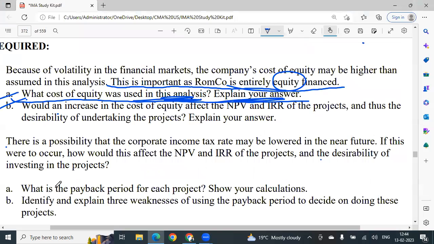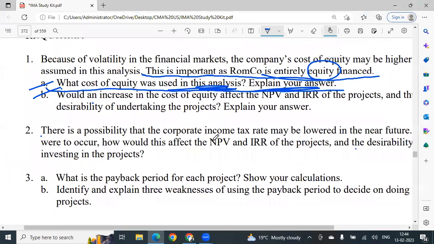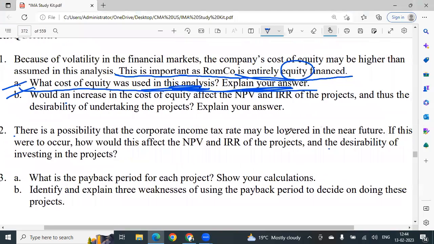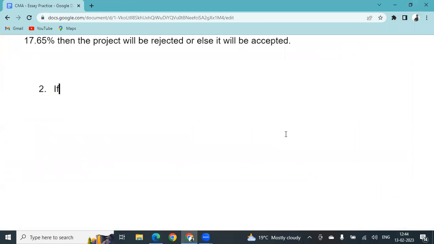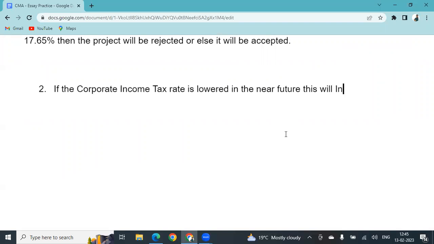So if you just see here, corporate income tax rate may be lowered in the near future. So if the corporate income tax rate is lowered in the near future, this will increase the annual cash inflow.